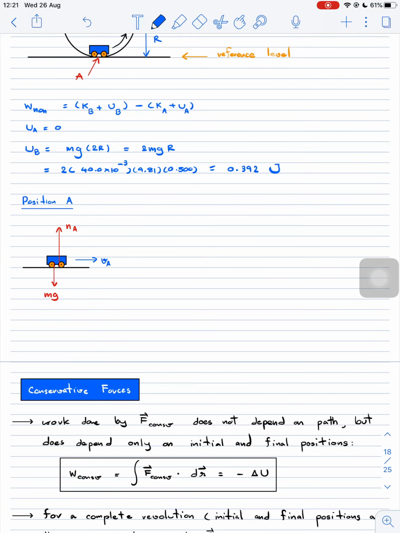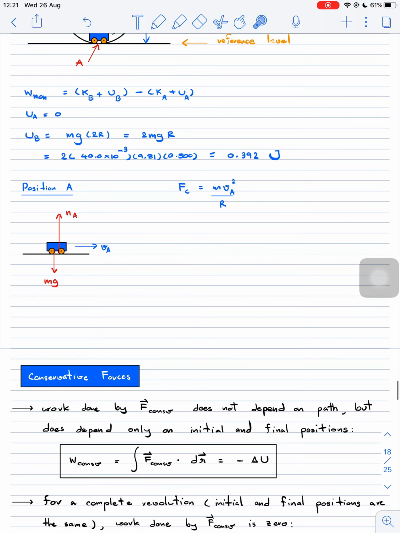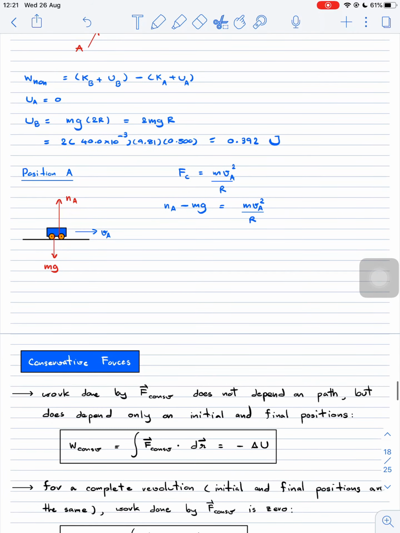So in this case, from the central force, Fc equals m v at the point A squared over r. Now the force toward the center of the circle is positive, and the force away from the center must be negative. Then we have Na positive and mg negative. So it is Na minus mg equals m times Va squared over r.